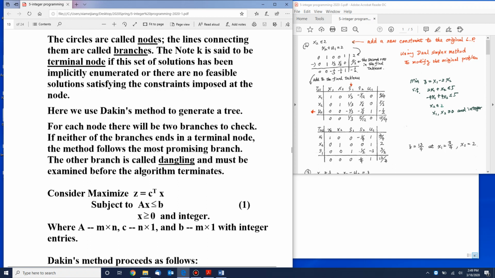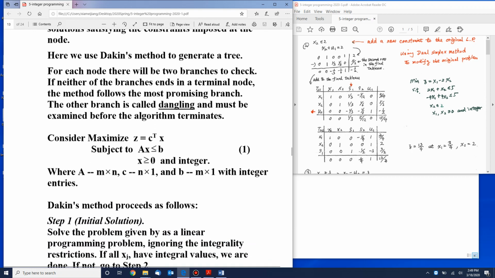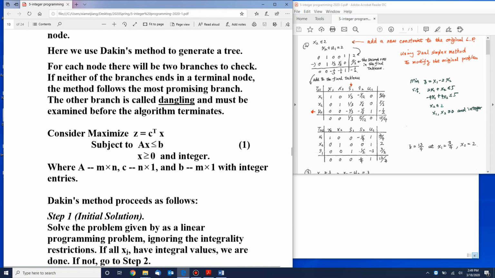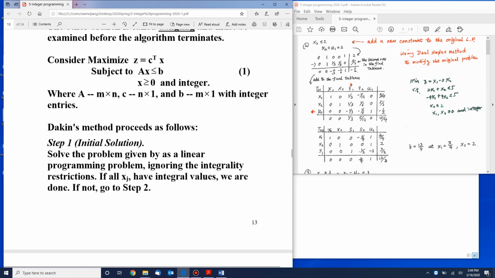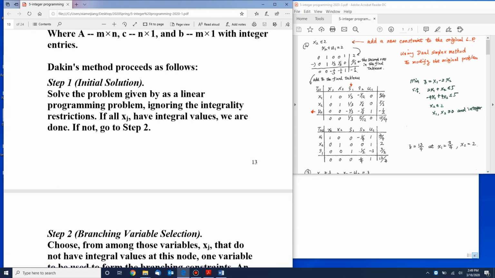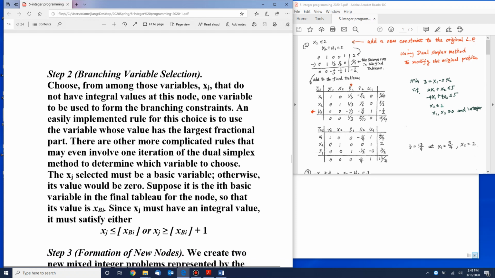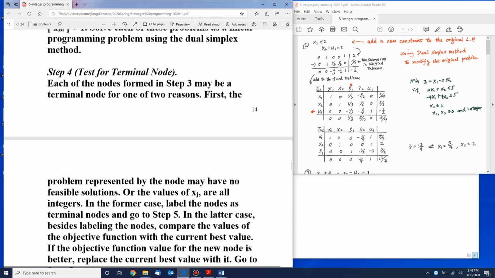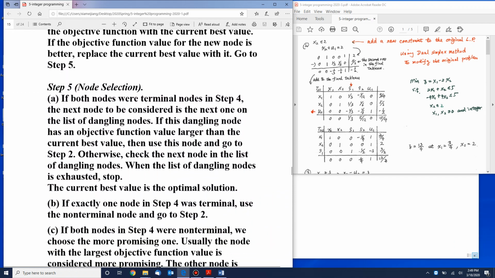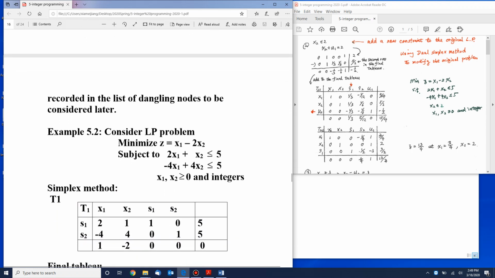Okay, so here let's work on the Dakin method I just mentioned. Here I already wrote the details, step 1, step 2, step 5, so you can read them by yourself. What I'm going to do in this video is talk about the example we are working on. From the example you can easily see what's going on there. Now let's see this example.